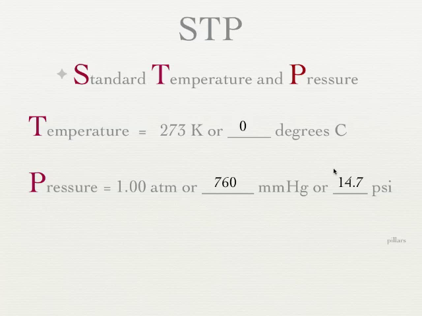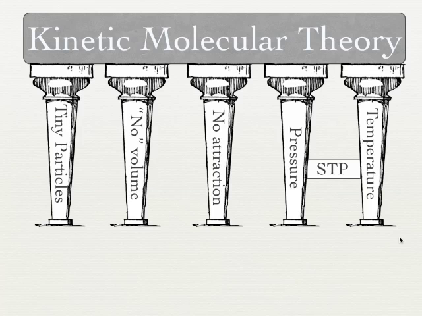When you see STP in a problem, there will be no numbers with it. You need to know that it stands for 0 degrees Celsius and 1 atmosphere. That means memorize the numbers, basically. Memorize this slide. You need to know it. But you'll know the pressures all the time because they'll be on the back of the periodic table. Easy. You just need to know the temperature. And that's STP, very important. That, in a nutshell, is the kinetic molecular theory. Fun stuff.